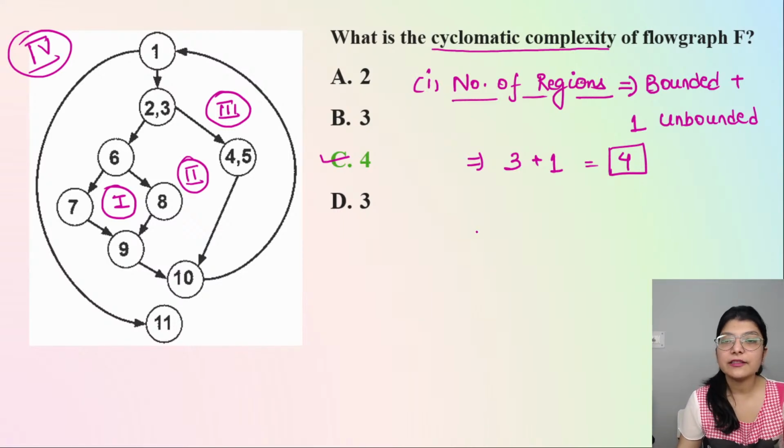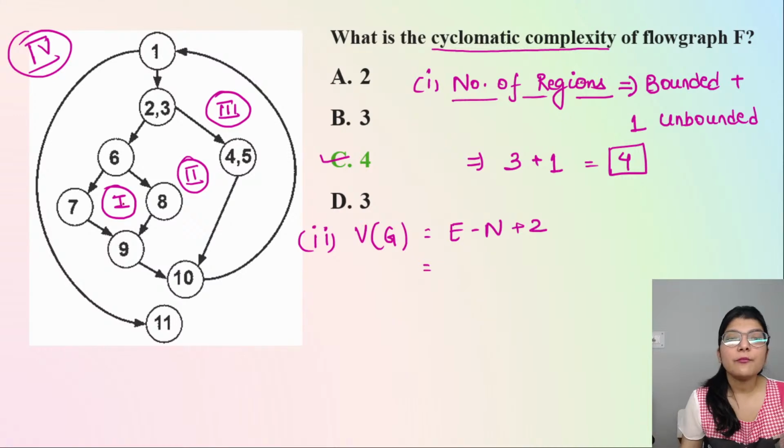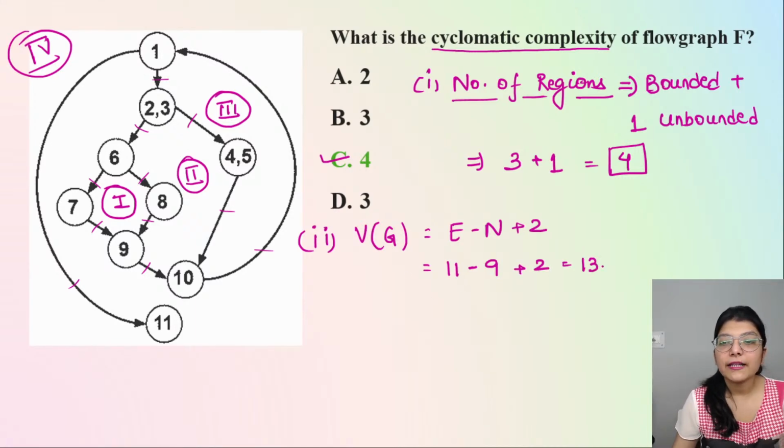Clear, everyone? This method is clear to all. Now second is V(G) equal to E minus N plus 2. Now what is the number of edges? 1, 2, 3, 4, 5, 6, 7, 8, 9, 10 and 11. 11 edges are there, and nodes we have just calculated, plus 2. So 11 plus 2 is 13, minus 9 will give you 4. So from this also we got the complexity as 4.